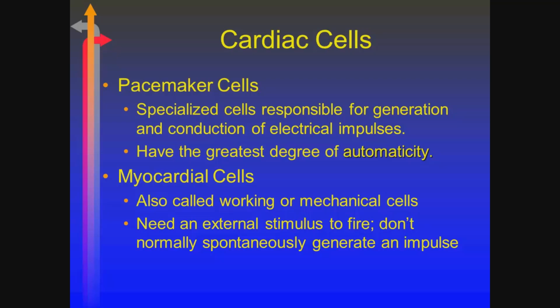We know that cardiac cells are made up of two types. Some are specialized for conduction of impulses, which we're going to call the pacemaker cells, that have automaticity and can fire on their own. Then the myocardial cells, or the working cells, are the ones that actually generate the force to pump blood out. Under normal conditions, those myocardial cells don't generate an impulse. They need an external stimulus to start it. So the sinus node has to fire in order for the rest to work.